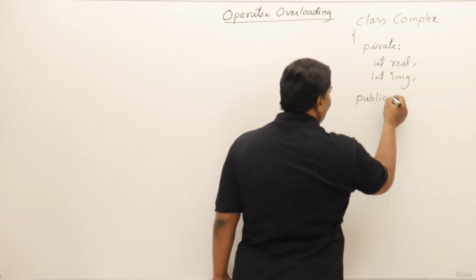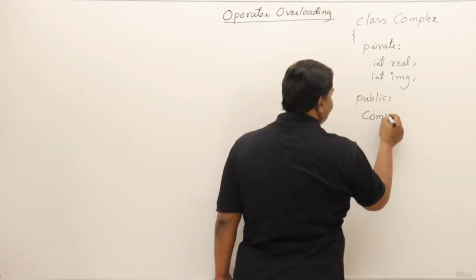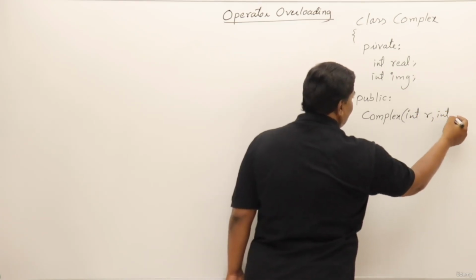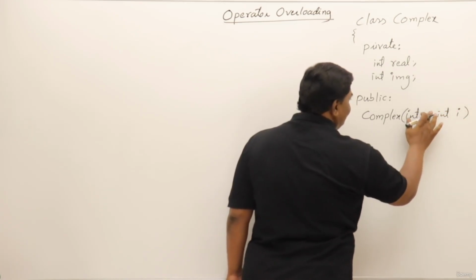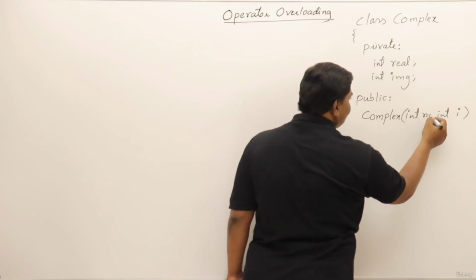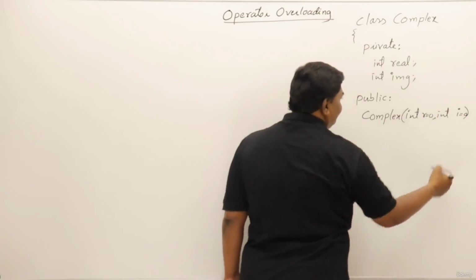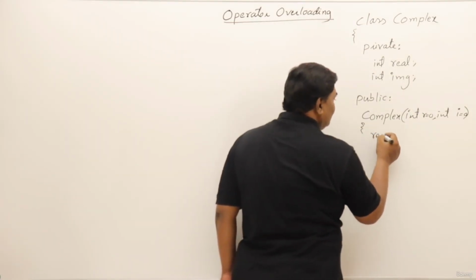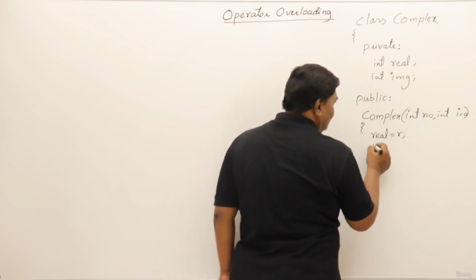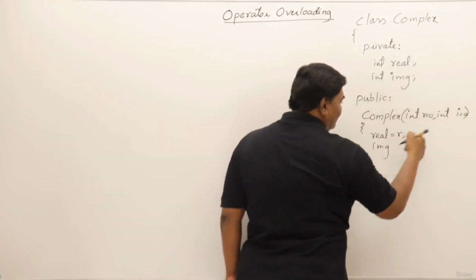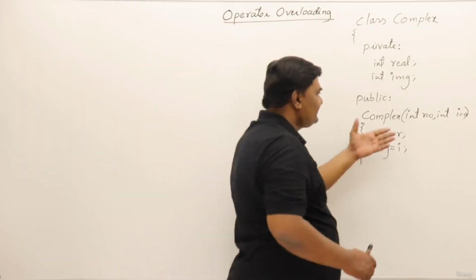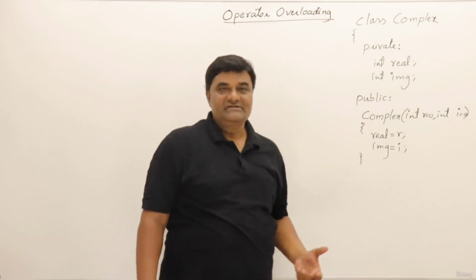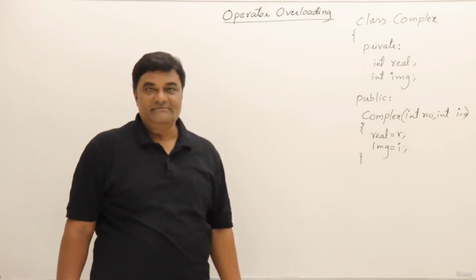Then in public, first of all, I will write a constructor, complex, which will take two arguments, real and imaginary. Let us make these arguments default arguments, that is 0 and 0, meaning if nothing is passed, they will take the value 0. And here real is assigned R and img is assigned I. So this is a default argument constructor. It works as a parameterized constructor as well as a non-parameterized constructor.